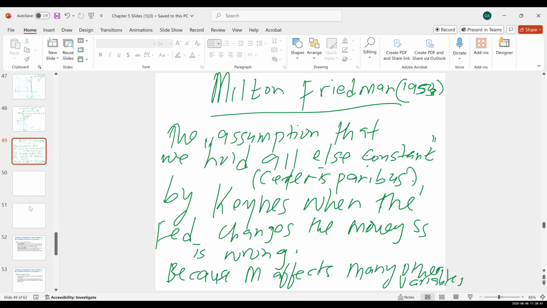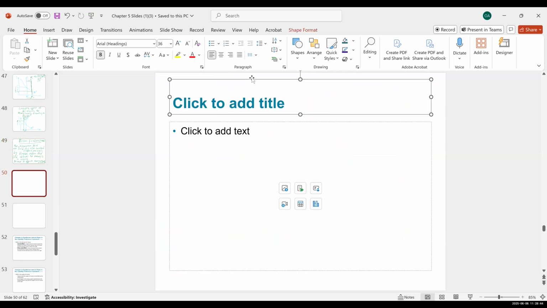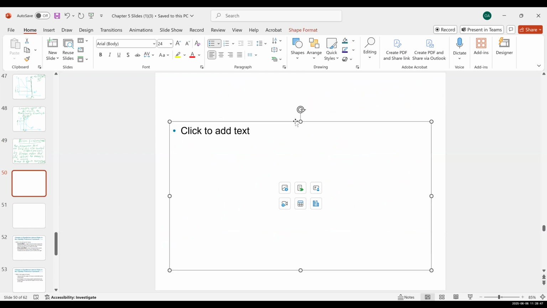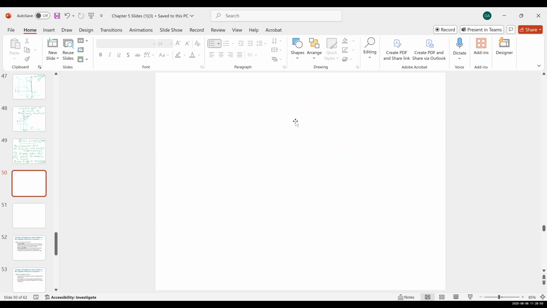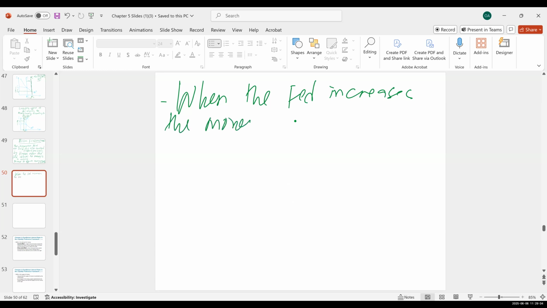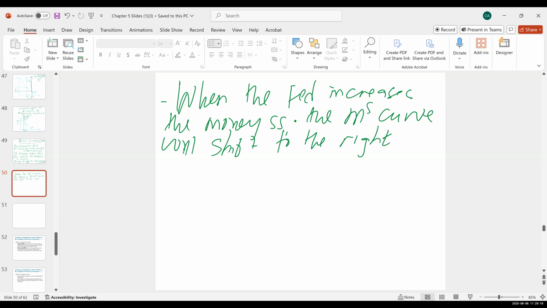So here's what Friedman is saying. Remember, we talked about the factors that shift the money demand curve left or right, right? The three factors. You guys remember? We talked about price level, income, expected inflation. Yeah. So Friedman says that when the Fed increases the money supply, the money supply curve will shift to the right, but the money demand curve will also shift to the right.